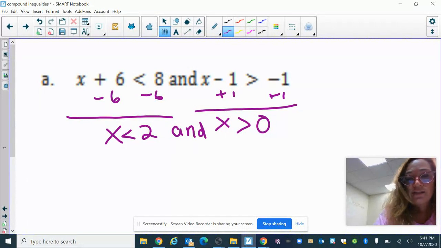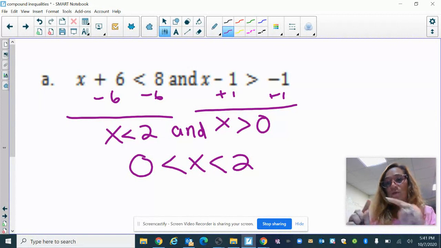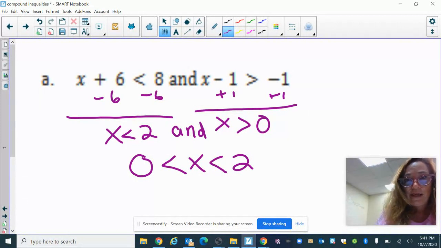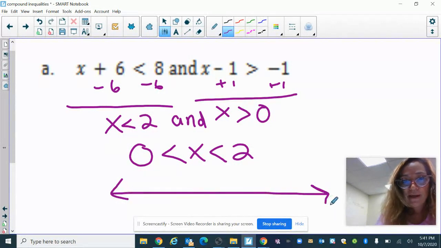So whenever it's an and, start with the smallest number: 0 is less than x is less than 2. Okay? Whenever it's an and, you're going to connect them. You always start with the smallest number. So you go from left to right, smallest to greatest. All right, number line. Oh, it would have been really good if I had a number line on this paper, but okay, number line.